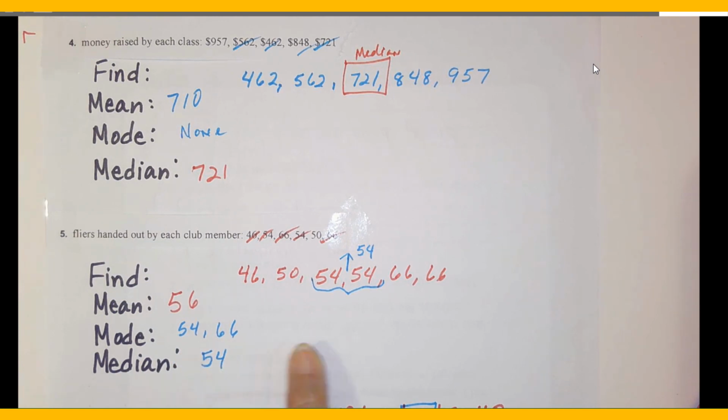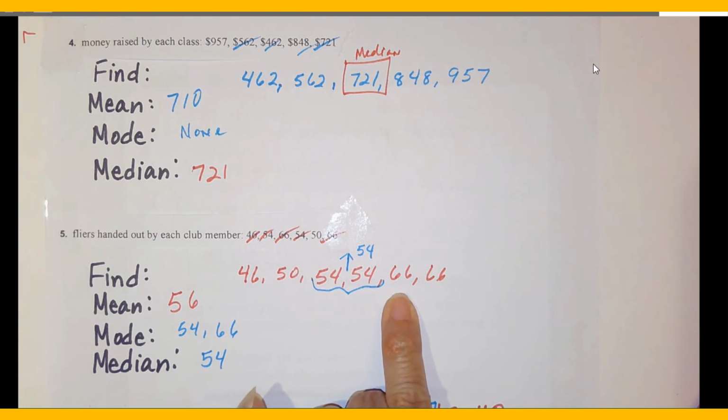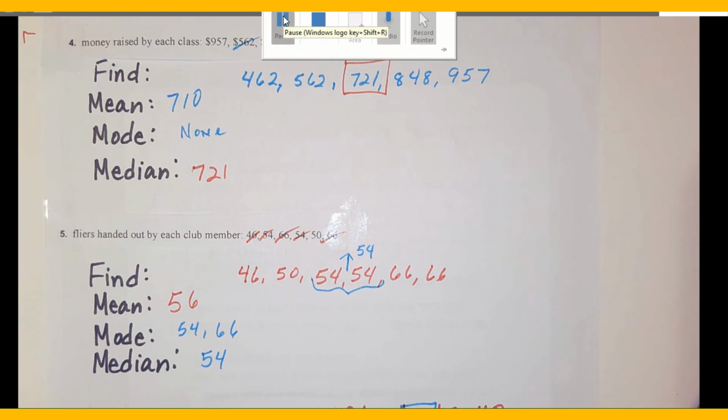The mode was two pieces of data here. There are two 54s and two 66s, so your mode was 54 and 66, and your median was 54. But let's move on to that big one. I was kind of interested to find out how many of you did it, and if any of you were proud of yourselves because you did it right.